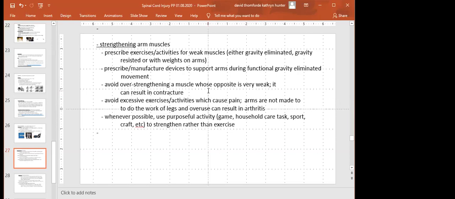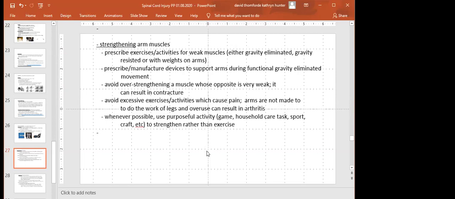One thing to remember is that the legs are made for the constant work of walking. The arms are not made for the constant work of pushing a wheelchair. And it is possible for a person to develop really bad arthritis, which makes it difficult to transfer, makes it difficult to move their wheelchair, makes it difficult to do anything with their arms. So be careful with those exercises.